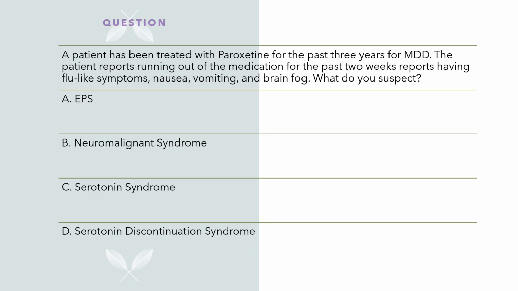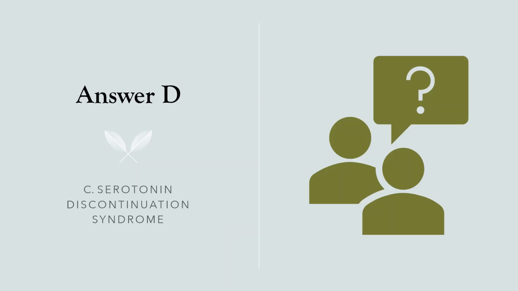Question. So a patient has been treated with paroxetine for the past 3 years for major depressive disorder. The patient reports running out of the medication for the past 2 weeks, reports having flu-like symptoms, nausea, vomiting, and brain fog. What do you suspect? Is it A, EPS, B, neuroleptic malignant syndrome, C, serotonin syndrome, or D, serotonin discontinuation syndrome? If you answered D, you answered correctly. Serotonin discontinuation syndrome.